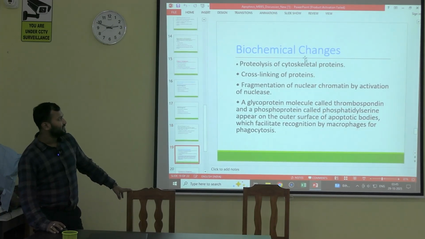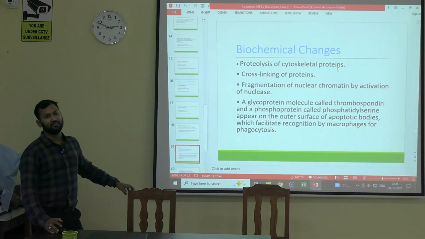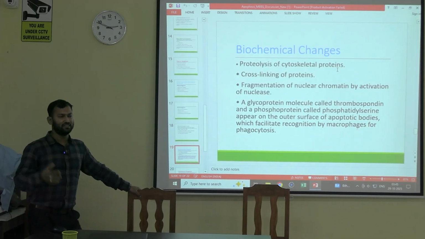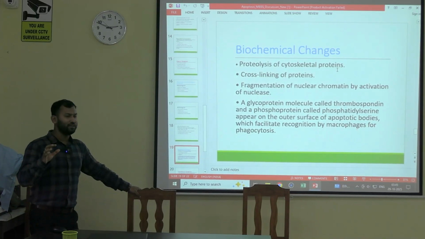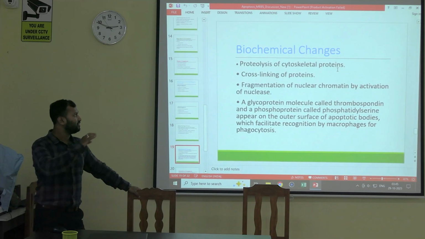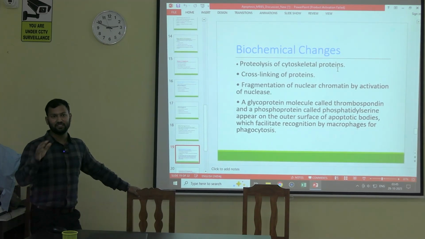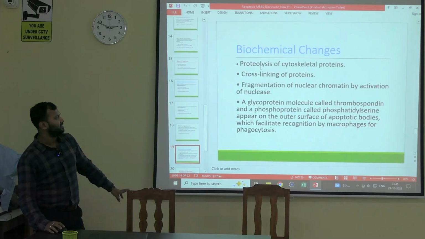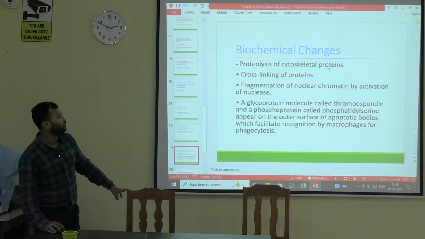Then there are some biochemical changes. One is proteolysis of cytoskeletal proteins. Cytoskeletal means cyto means cell, skeleton means the skeleton of the cell, the structural composition of the cells. So some proteins will give structural support to the cells. So these will get lysed, means the cell membrane will get dissolved. That's why it will shrink. So first step is this. There will be proteolysis of the cytoskeletal proteins.